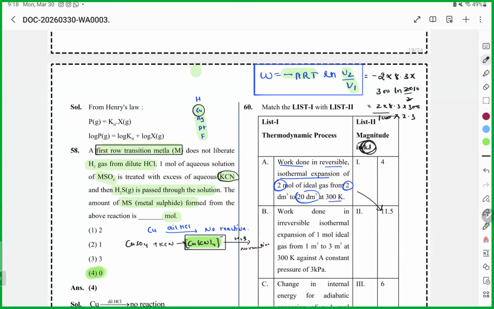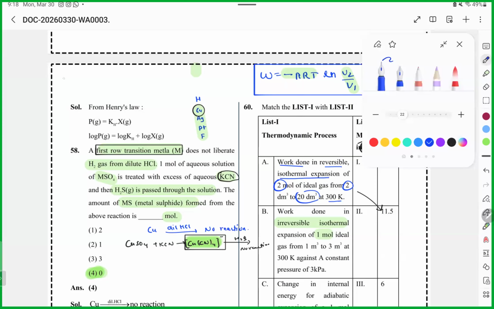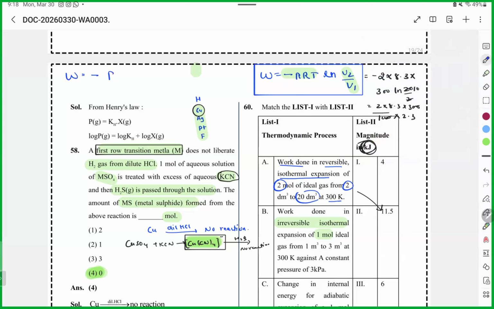Second, work done in the irreversible isothermal process. This number of mole to this number of mole. In case of irreversible, the method is very easy. If you calculate work done, it will be equal to minus P external into V2 minus V1. That's why this word is important. In case of reversible process, minus nRT natural log V2 by V1. And in case of irreversible, very basic.